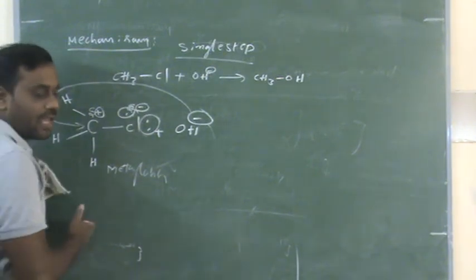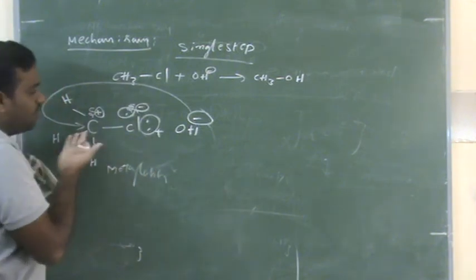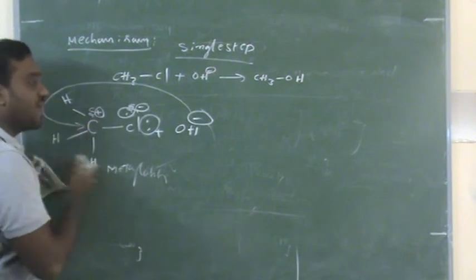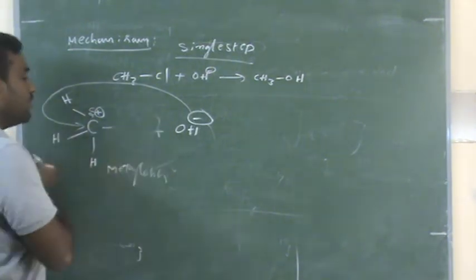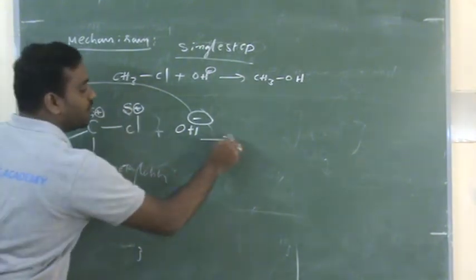Why does the nucleophile attack? Because OH minus has a negative charge, and it always goes to the electron deficient carbon atom. That's why it attacks from the back side, opposite to the chlorine atom. Okay. Now there is a formation of a transition state.